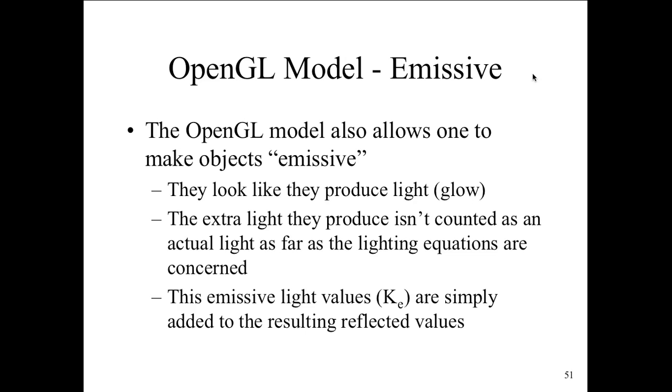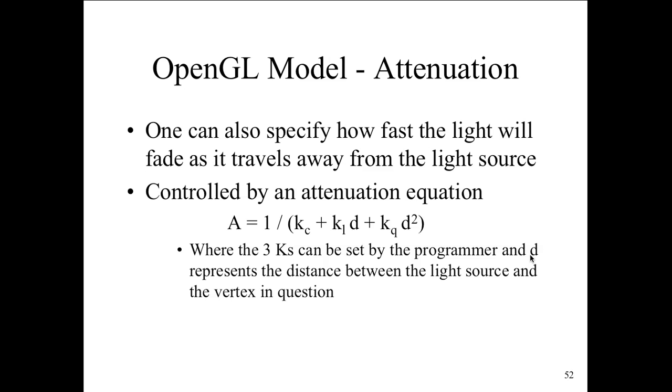Okay, so emissive properties are put on objects themselves and make them glow. The extra light they produce isn't counted as an actual light as far as the lighting equations are concerned. They're just emissive properties of the object. They don't necessarily cast light. They don't have to. You'd put a light source there if you wanted to cast the light. So emissive light values are simply added to the resulting reflective values.